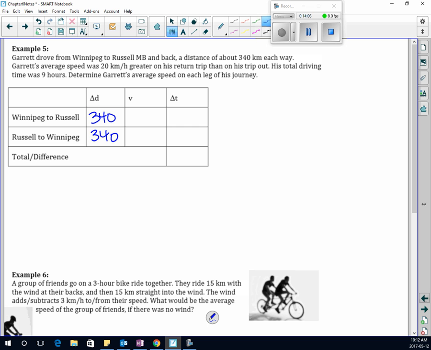One is greater than the other, so we're going to say we don't know what v is, but the return trip was v plus 20. I guess he was in a rush to get home. So my time is going to be, if you go back to the first page of the lesson, we know that time is distance divided by velocity. So it's going to be 340 divided by v, and 340 divided by v plus 20.